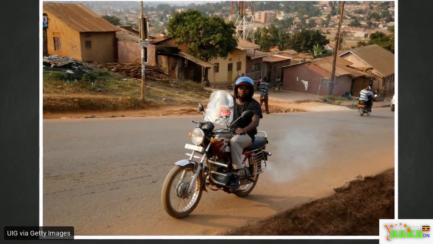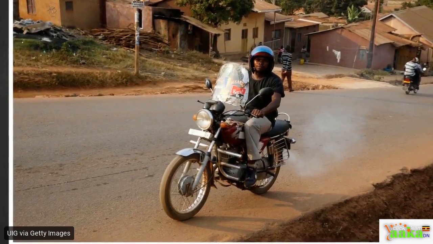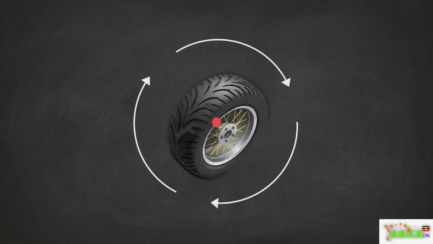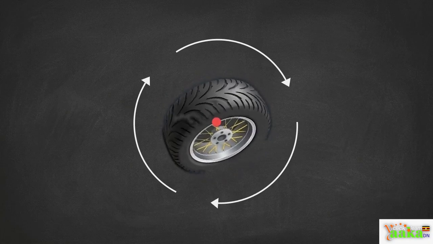We see the exact same principle at work on the road. The front wheel of this motorcycle is in constant rotation. Every spoke and tread turns continuously, anchored by a fixed pivot point at the axle's center.